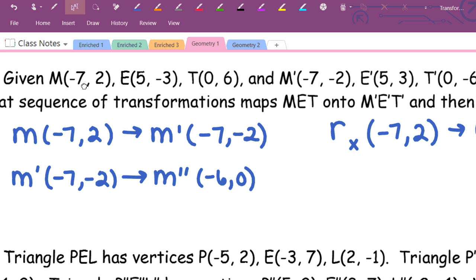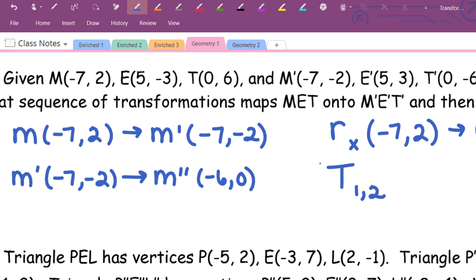How could I go from (-7, -2) to the point (-6, 0)? Hey, what did you say? Go to... one condition of x plus 1 and y plus... And does that hold true on M prime to M double prime?